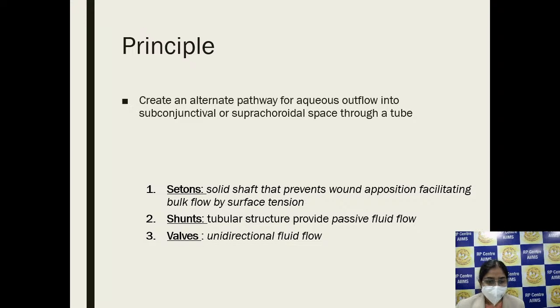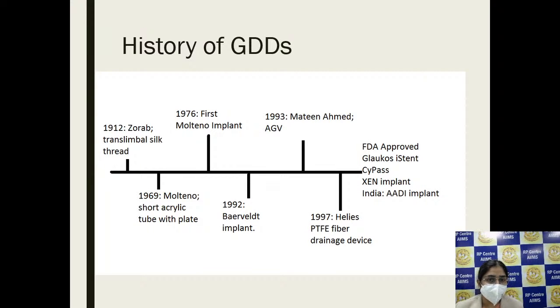Okay. So setons are solid shafts that prevent wound apposition, facilitating the bulk flow by surface tension. And shunts are tubular structures that provide passive flow of fluid, and this passive flow can be either retrograde or anterograde. While in valves, there is a unidirectional flow of fluid. So a well-directed flow of fluids in case of valves. Now, this is the history of GDD.